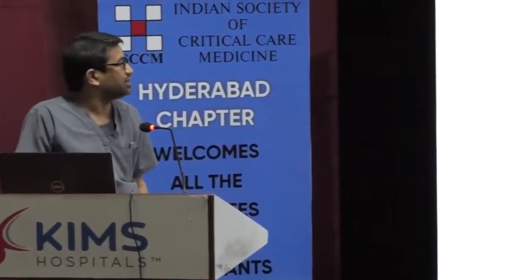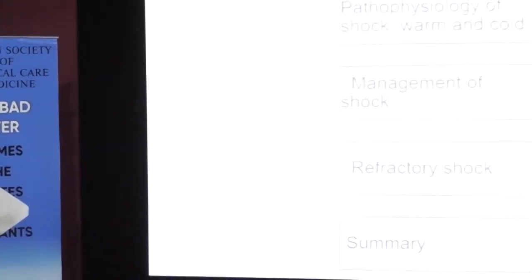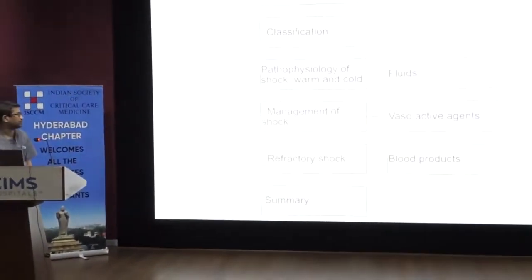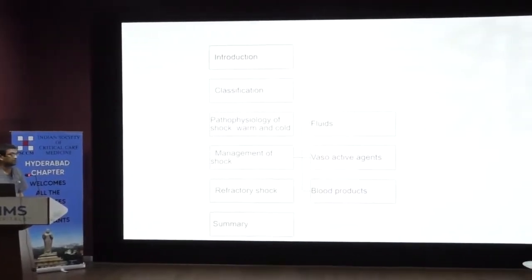This is a class on pharmacotherapy of shock. The literal meaning is drugs which are used in shock. Coming to the outline of the topic: a little bit of history, classification of shock, clinical classification, warm and cold, and the management of shock, fluids, vasoactive agents, and blood products, and a little bit on refractory shock, and then summarizing.